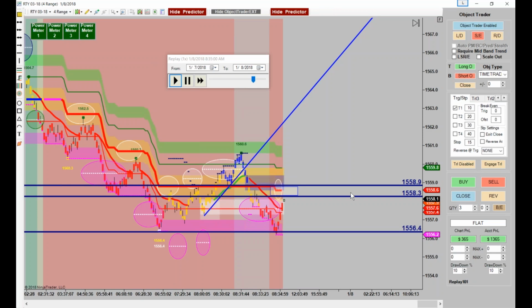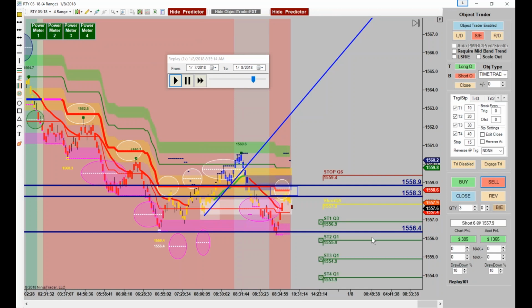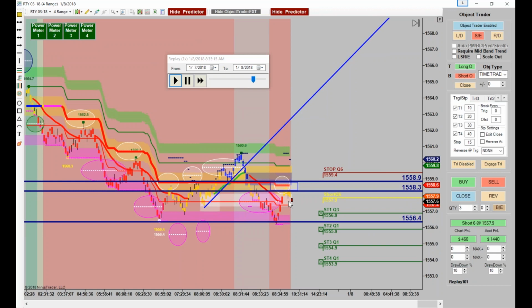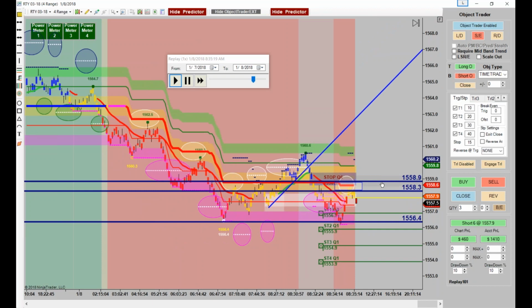But we are ready to take a short, aren't we? Look at that predictor. Right at the line. Goes back below my line. We're going to fire it. See there? We just fired it. I'm going to go ahead and do actually 6 simply because I forgot to turn those on. Put our stop just above there.